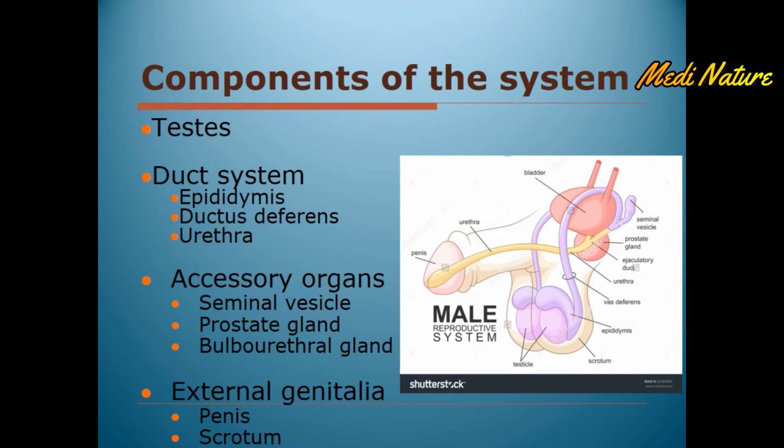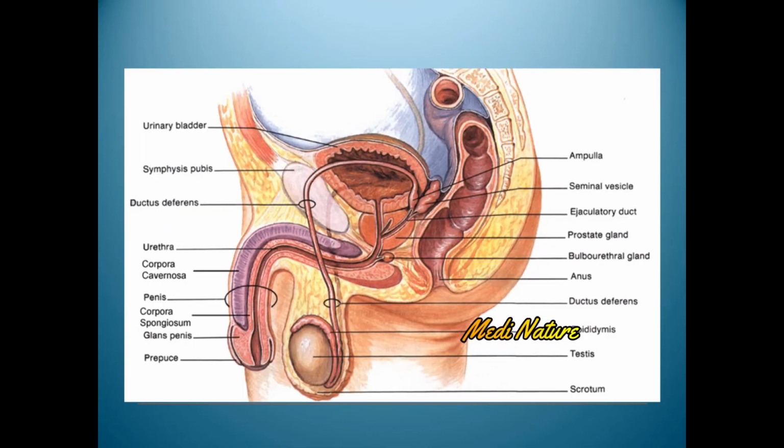These secretions contain hormones and nourishment for sperms. Other than that, the male reproductive system contains two external genitalia called the penis and scrotum. This is an image which shows the external genitalia as well as the internal genitalia of the male reproductive system.